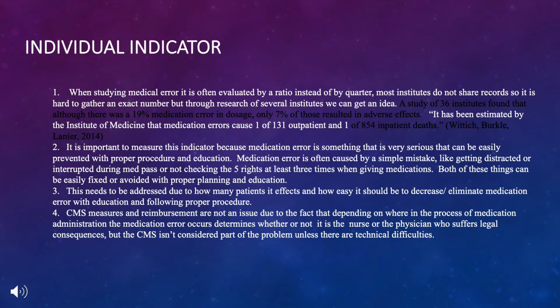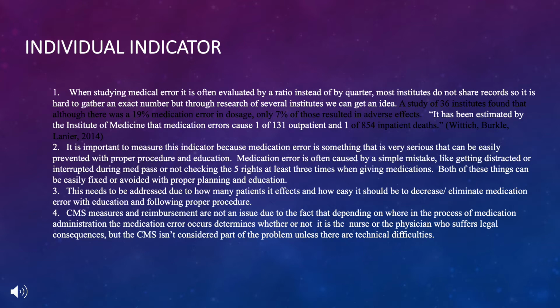Hi, I'm Caitlin Adams, and I'm talking about the individual indicator. When studying medical error, it is often evaluated by a ratio instead of by a quarter. Most institutes do not share records, so it is hard to gather an exact number, but through research of several institutes, we can get an idea. A study of 36 institutes found that although there was a 19% medication error in dosage, only 7% of those resulted in adverse effects. It has been estimated by the Institute of Medicine that medication error causes 1 of 131 inpatient and 1 of 854 outpatient deaths.